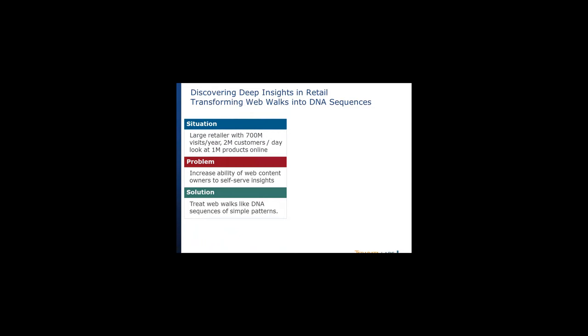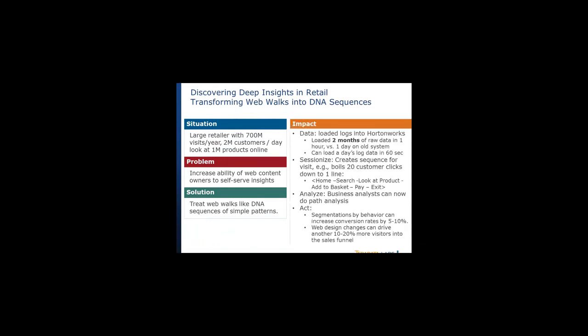And the way they thought about this was that if you think about an individual as they traverse a web page, they're going to leave a trail. And that trail is unique to them in many cases. It's almost like a DNA sequence, which is slightly different for each individual. So by using Hadoop and Hortonworks specifically together with Teradata, they set up a system where they could load that web clickstream much, much faster by taking advantage of the file system format of Hortonworks. In this case, they're able to load a day's worth of log data in 60 seconds, so it's very fast.